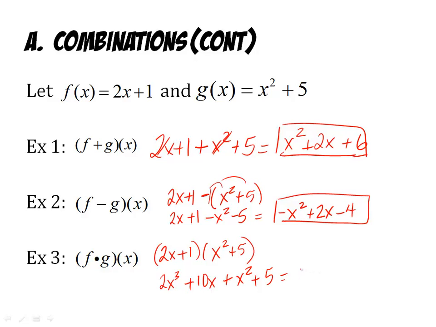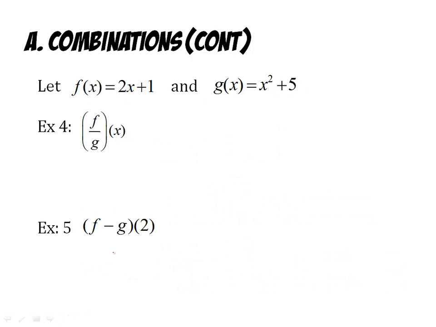Combine like terms and simplify. 2x cubed plus x squared plus 10x plus 5. So I've multiplied the two functions together. Same two functions, let's keep going.